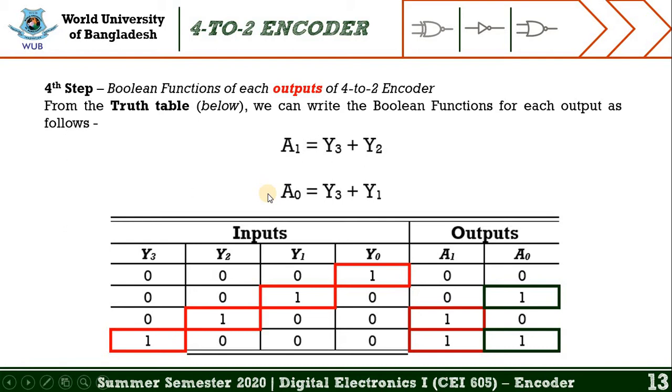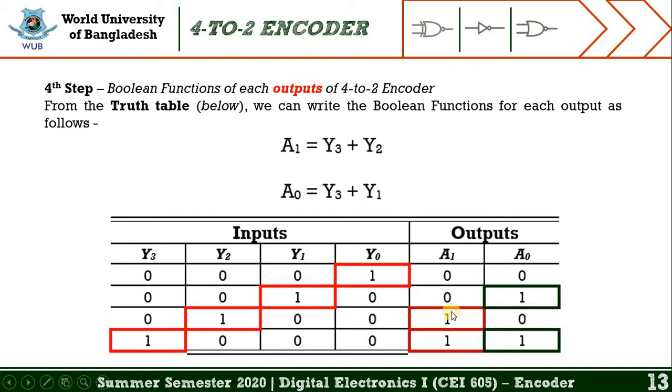For the first output, which is A0, if we look at the truth table, we can find that for A0 we get a 1 for only two conditions. One is for y1 and another one is for y3. That's why we can write A0 is equal to y3 OR y1. Just think about this in this way.